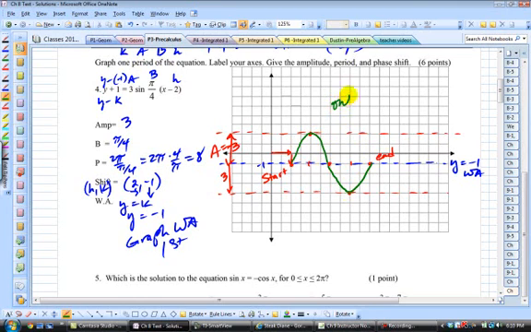This is 1 period only, and that's what was asked. Okay, graph 1 period. Make sure you start at 2, -1 on the wave axis for the sine function.